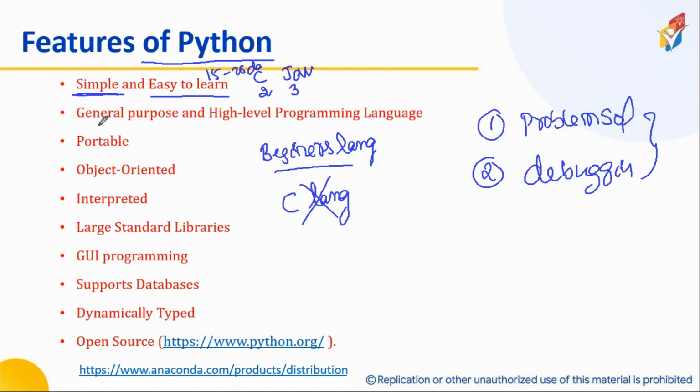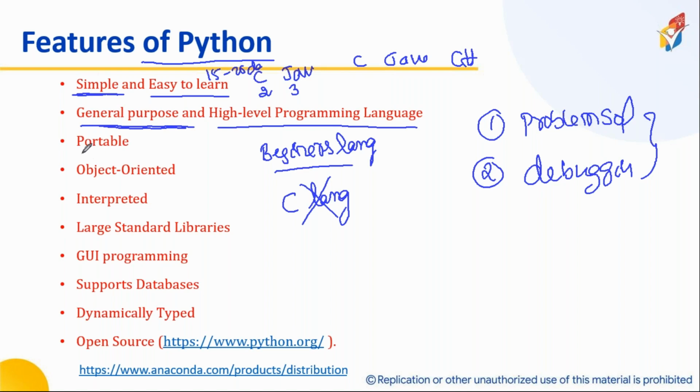Now, second point is Python is a general purpose and high level programming language. Whatever features consist in C, Java, and C Sharp, Python also has all these features. You can write any kind of project using Python.